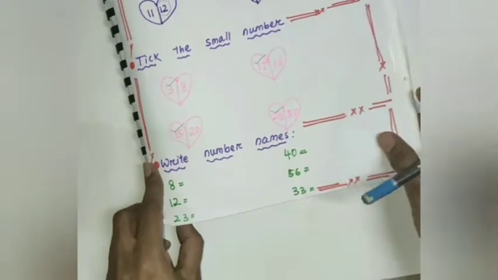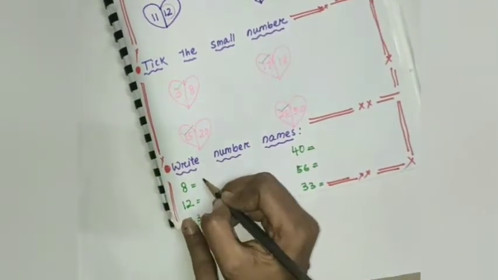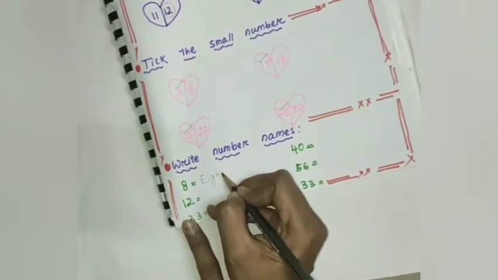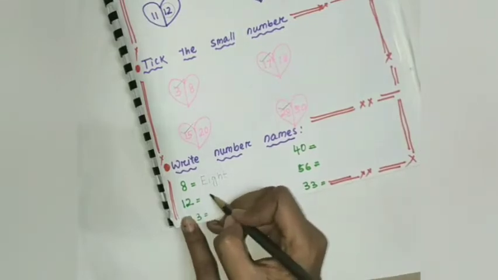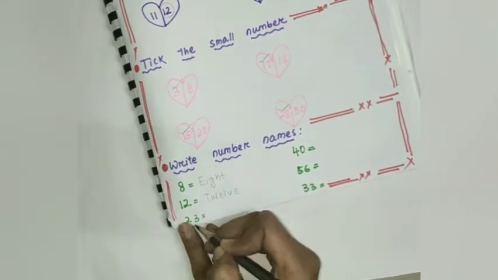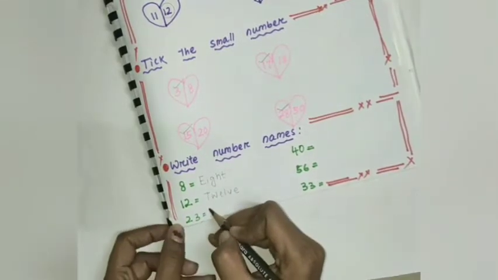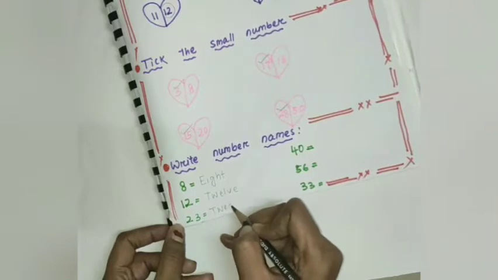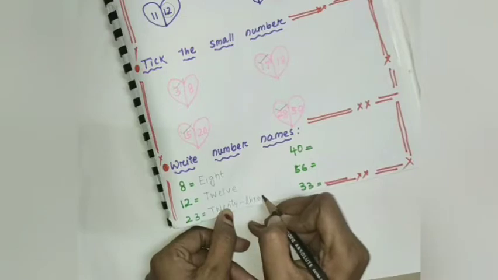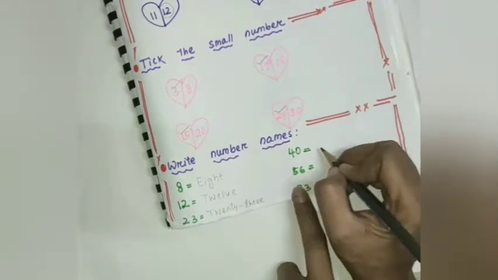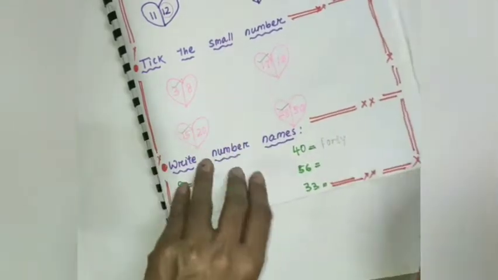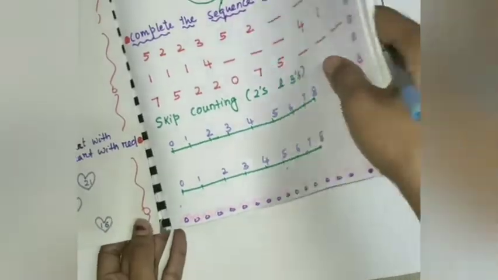Write the number names. First number is 8. So write the number names: E, I, G, H and T. 8 is written like this. So we will practice more at home. Okay, for 12: T, W, E, L, V and E. Then 23. First 20: T, W, E, N, T and Y. And 3: T, H, R, E, E. And for 40, we write F, O, R, T and Y. Then 56, we write it the same way.